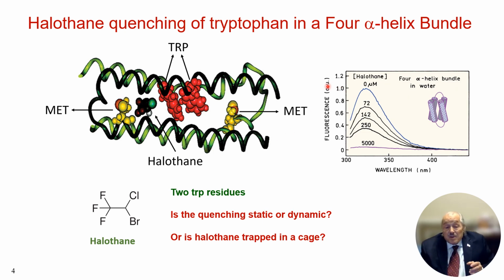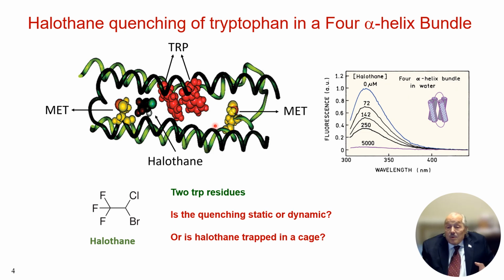So this is really what it looks like. If we take a close-up of part of this 4-helix bundle, we see that it has a couple tryptophans in the middle. If it didn't, we wouldn't have anything to look at. I don't know why they marked them methionines. They're of no significance here. But the significant molecule is the halothane, which is this little molecule in the middle. And to my knowledge, halothane doesn't bind anything, so it must be rattling around in the cage.